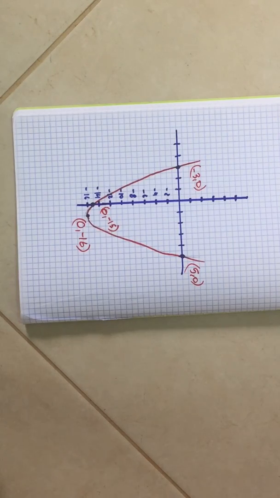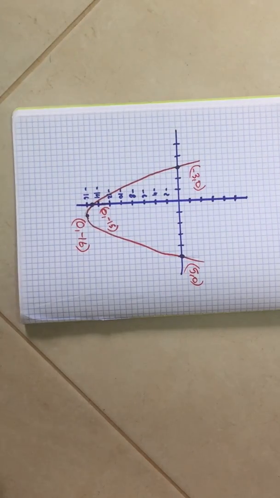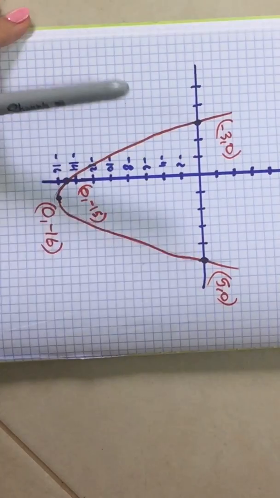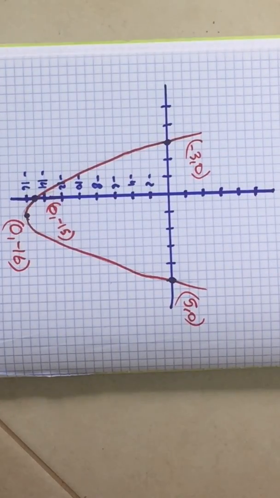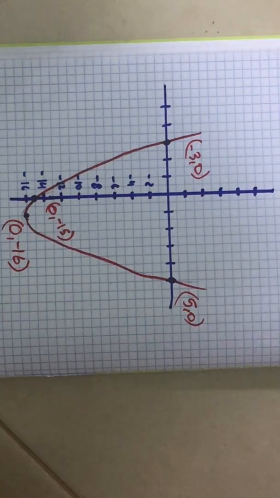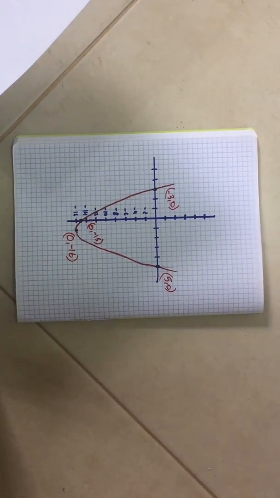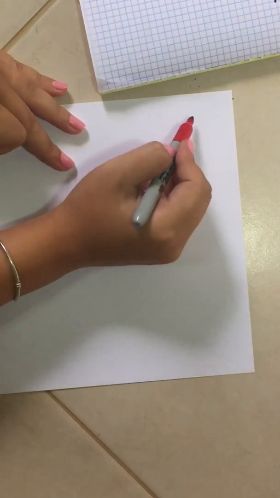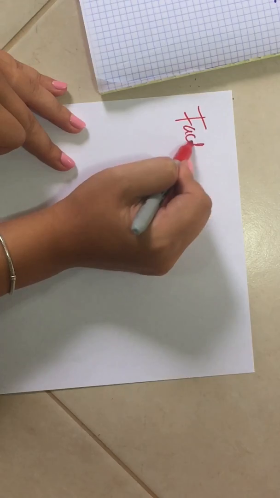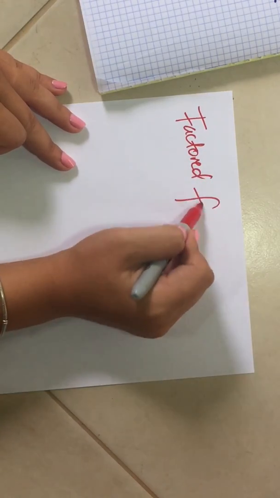Okay, so let me zoom that in a little bit more so you could see what I'm doing. Okay. From the beginning, we can build a factored form of our quadratic equation by knowing our x-intercepts. So factored form.